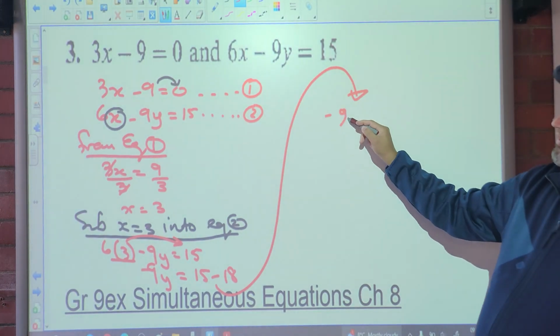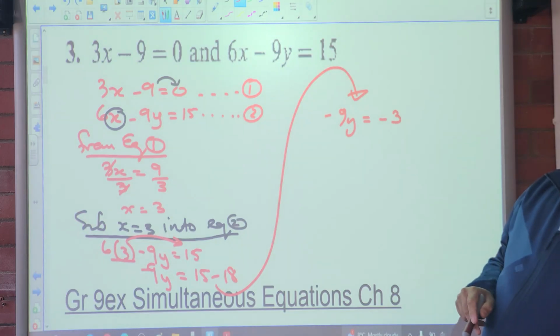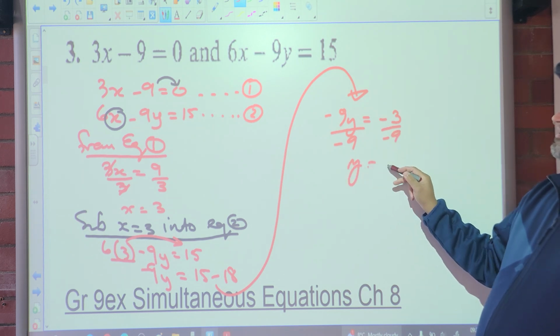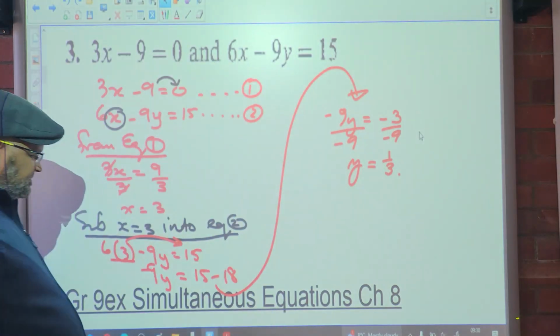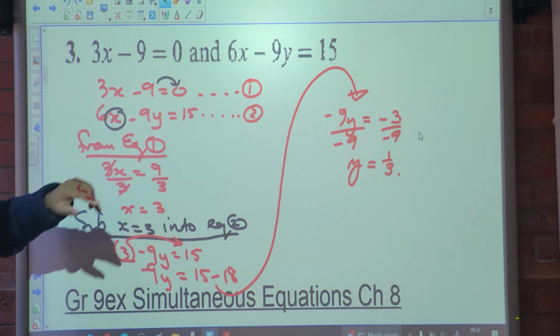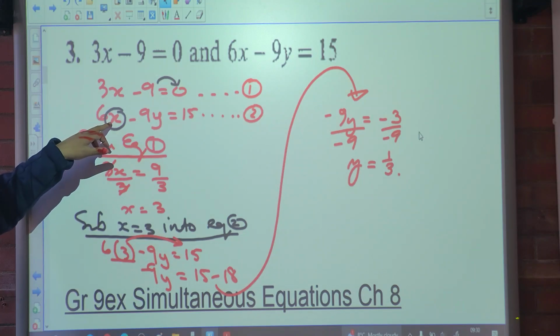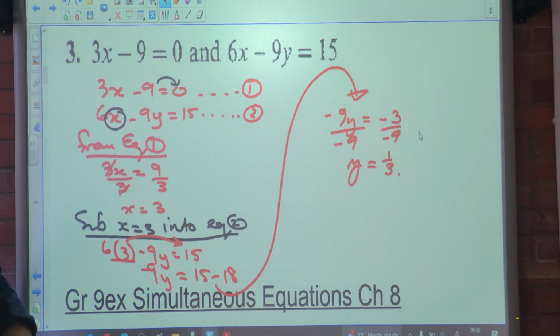So you got negative 9y is equal to negative 3. How do I get y on its own? Divide by negative 9. So y is equal to one third. Again, we test. Here we see x, we put the 3. 3 times 3 is 9, 9 minus 9 is 0. x is 3, so 3 times 6 is 18. 9 times a third is 3. So 18 minus 3 is 15. So that is correct.